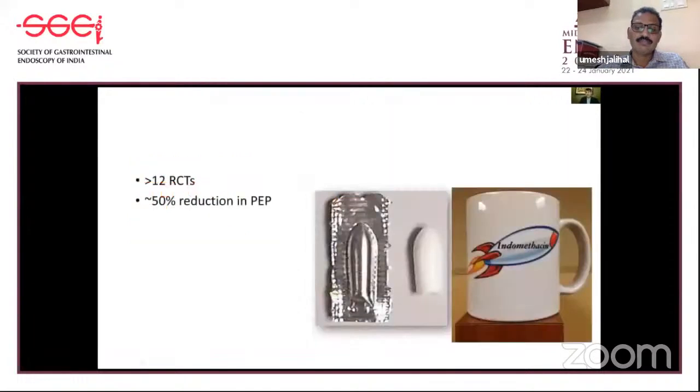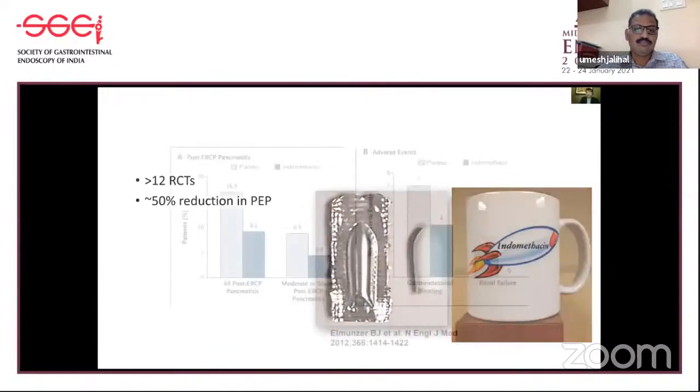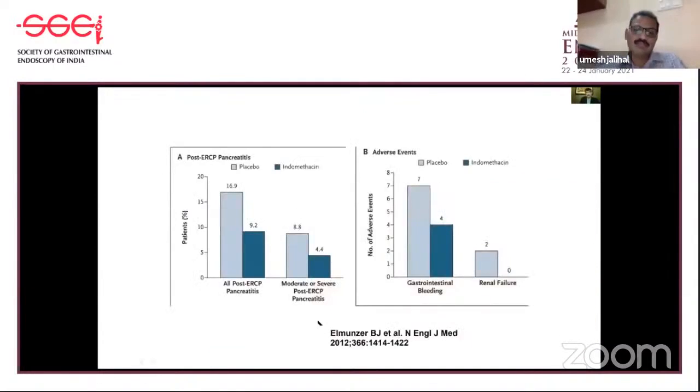So the story of NSAIDs is the most recent story in reduction of post-ERCP pancreatitis. This is the landmark paper that was published in the New England Journal almost a decade ago. I think it shows that this is the placebo group, this is the rectal indomethacin group. There is a significant reduction in pancreatitis after administration of rectal indomethacin.